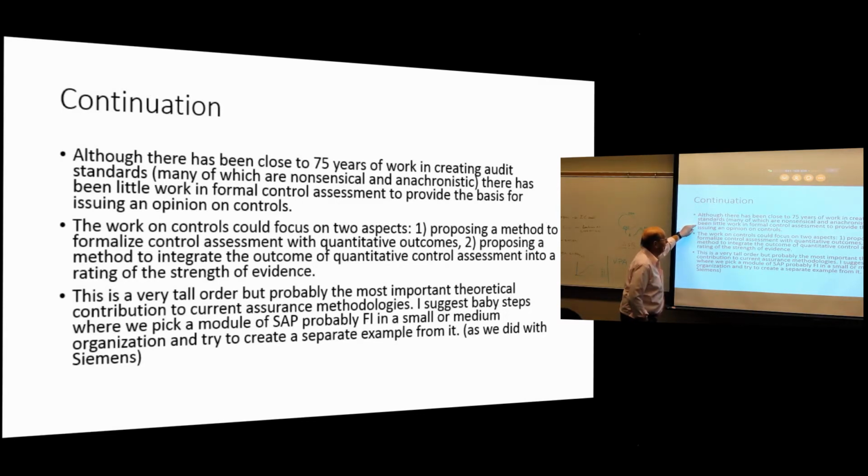There has been little work in formal control assessment. So I have been begging Abdul Rahman to do a control dissertation. The work on controls could focus on two aspects: propose a method to formalize control assessment with quantitative outcome, and propose a method to integrate the outcome of quantitative control assessment into rating or strength of evidence. This is a very tall order, but probably the most important.